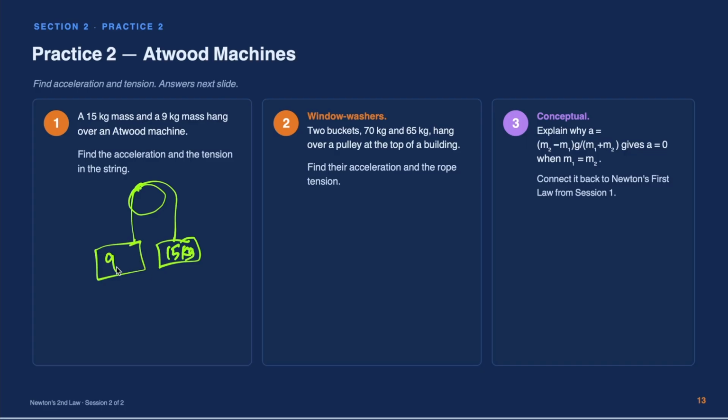Alright, find the acceleration and the tension in the string. So as always, make two equations here. 15 kg times acceleration, ma, right? For net force is equal to ma. Net force is equal to what? Tension minus mg. So net force, I just substituted it with ma.